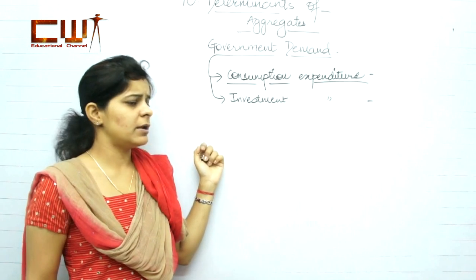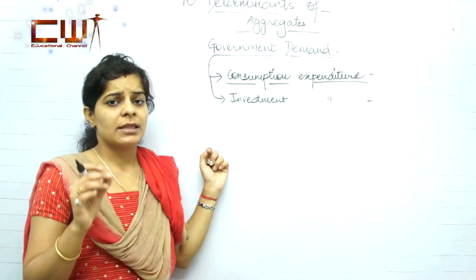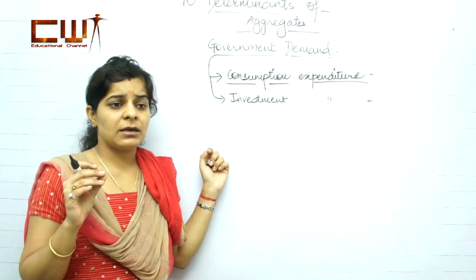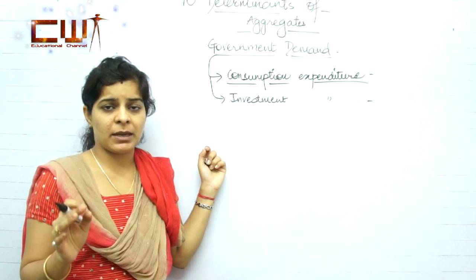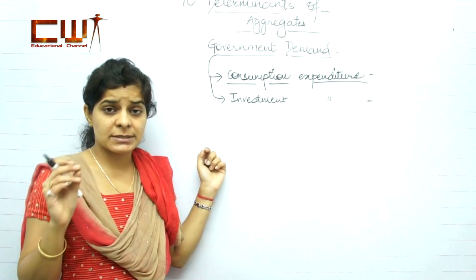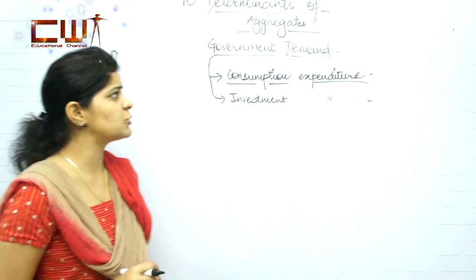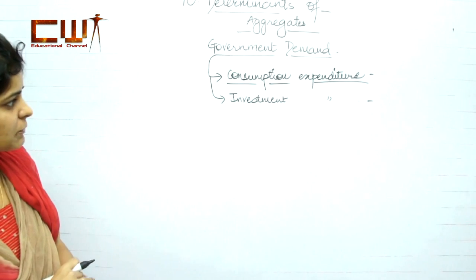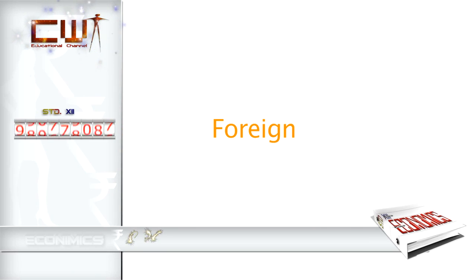What about the investment? Whatever assets the government is building for the state, maybe buildings, power plants, good power generation, buildings being constructed by the government, bridges, dams, roads being constructed. That will all come under the investment expenditure by the government. So government demand has consumption expenditure and investment expenditure. Next you have the foreign demand.